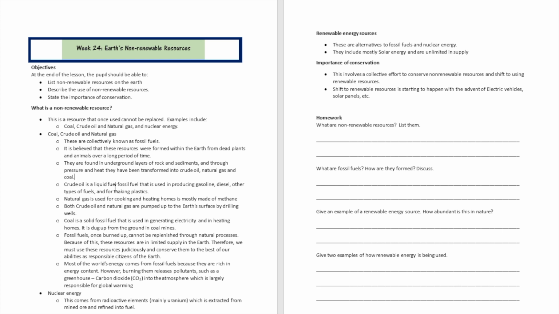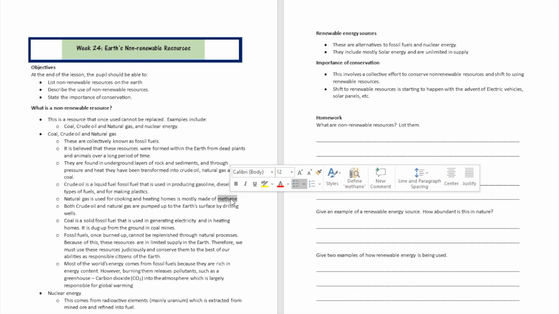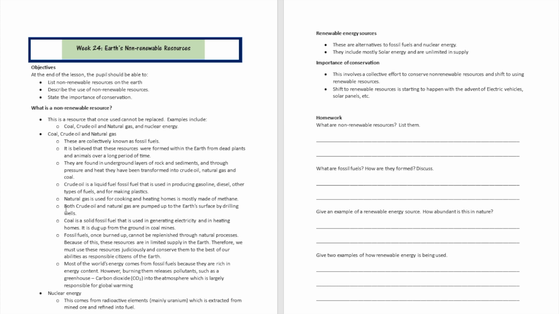Crude oil is a liquid fossil fuel that is used in producing gasoline and diesel and other types of fuel, and for making plastics as well. Natural gas is used for cooking and heating homes and is mostly made of a gas called methane. Can you say methane? Methane. Both crude oil and natural gas are pumped up to the Earth's surface by drilling gas wells or oil wells. Coal is a solid fossil fuel that is used in generating electricity and in heating homes. It is dug up from the ground in coal mines.